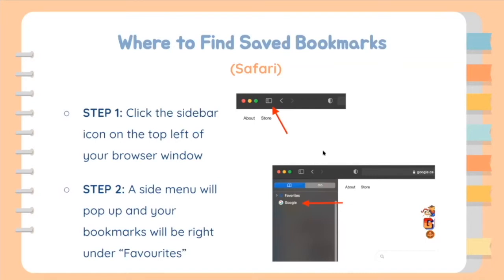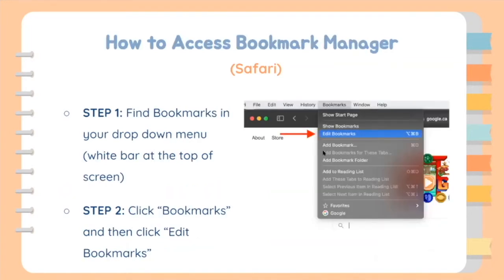Okay, and how to access the bookmark manager on Safari. With Apple products, they have this drop-down menu that is a white bar at the top of the screen, and you can see it right here. All you have to do is find Bookmarks on that white bar at the top of your screen, drag your mouse down, and click Edit Bookmarks. And it will bring you to your bookmark manager, very similar to the one on Google Chrome.